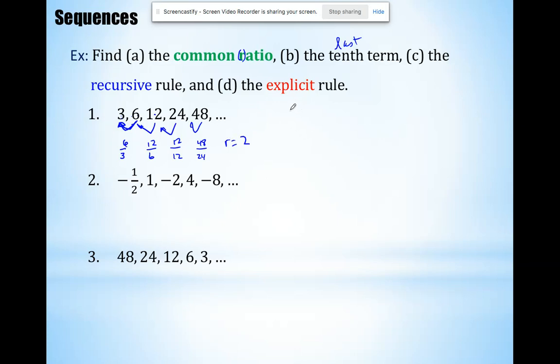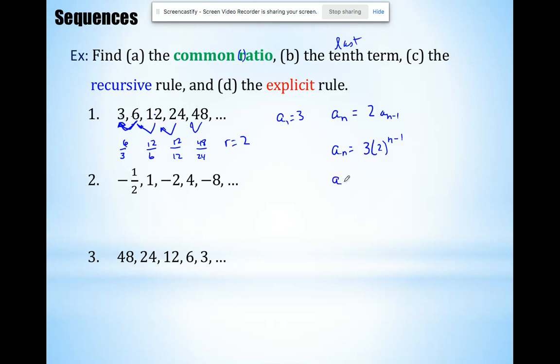So what's the recursive rule? The recursive rule says what's the first term? The first term is 3. How you get the next term is common ratio 2 times the previous term. Right? Doesn't that make sense? 2 times 3 is 6. 2 times 6 is 12. But what's the recursive rule? The recursive rule says use the first term and your common ratio to generate any of the other ones.